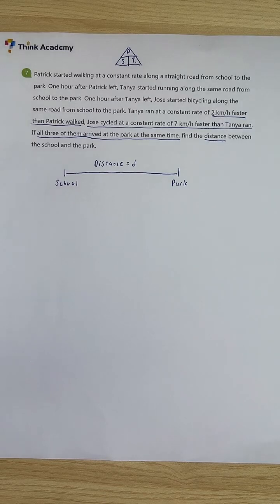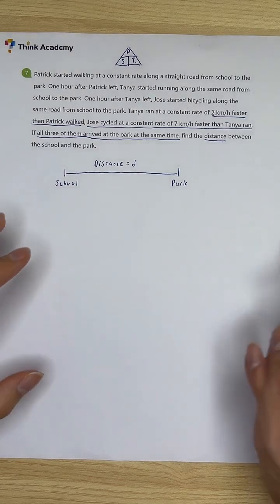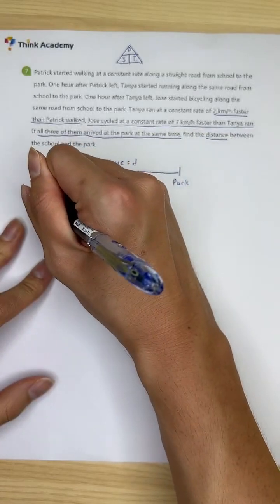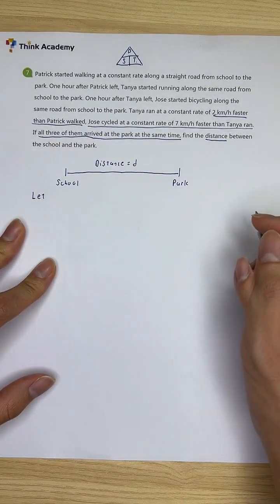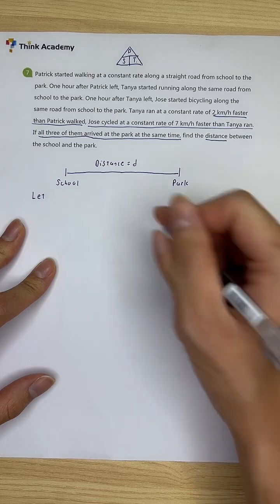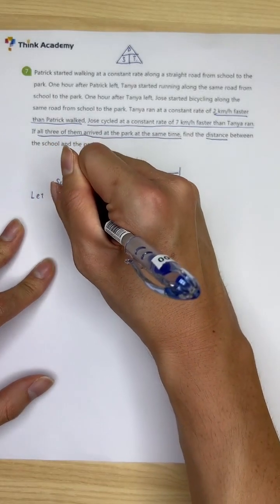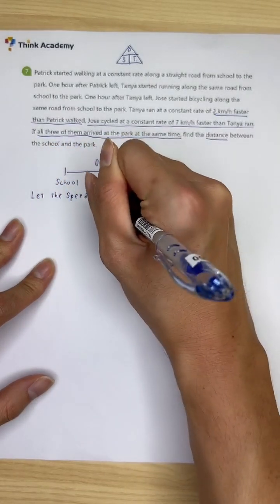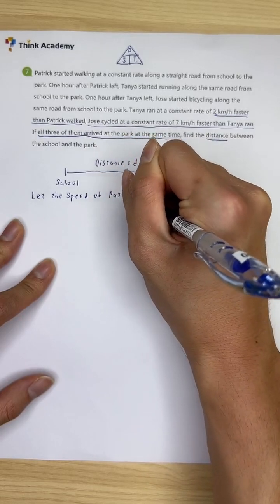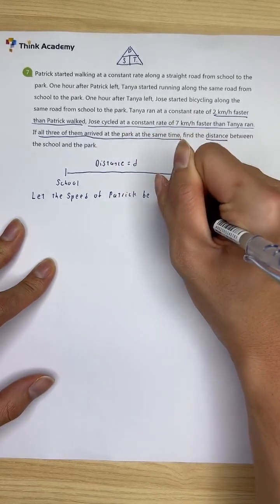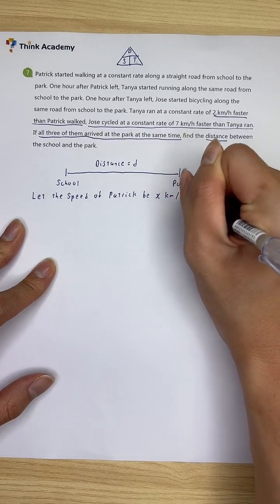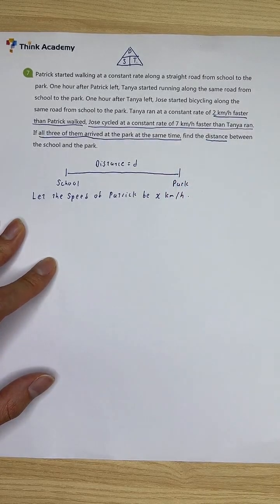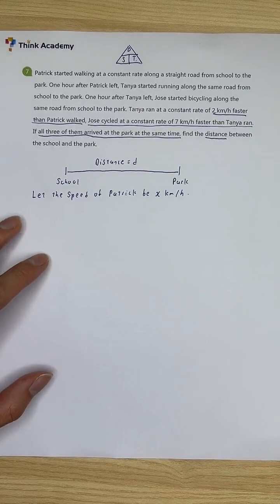So we can, as usual, let the speed of Patrick be x kilometers per hour.